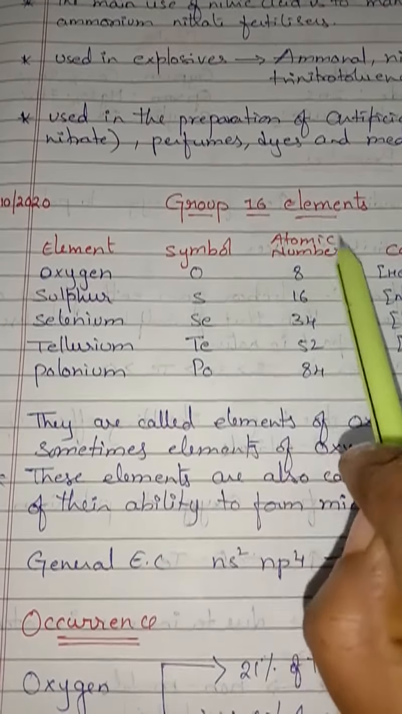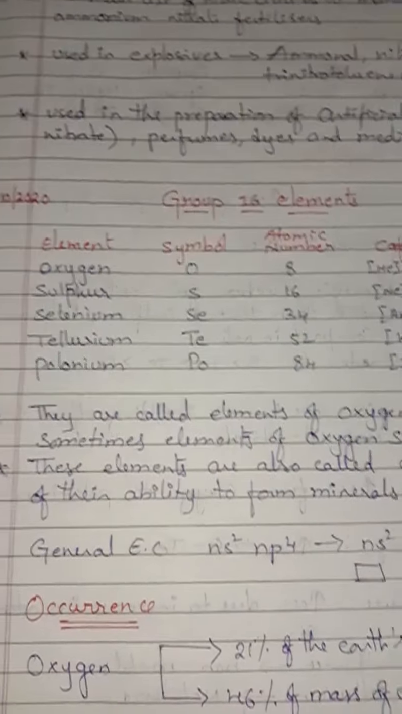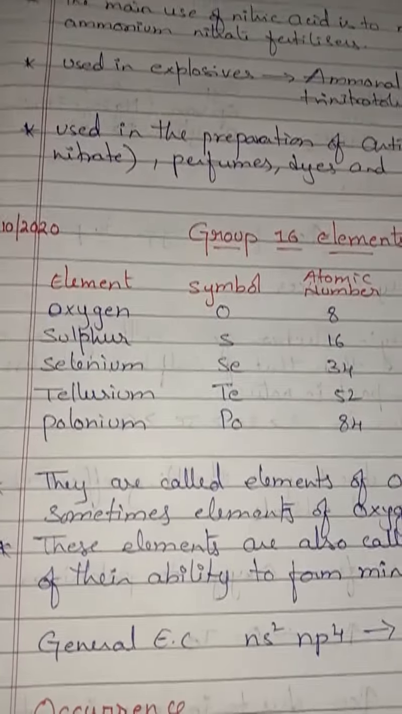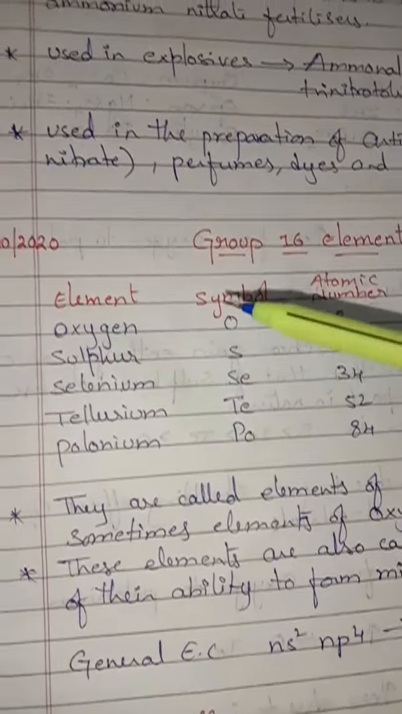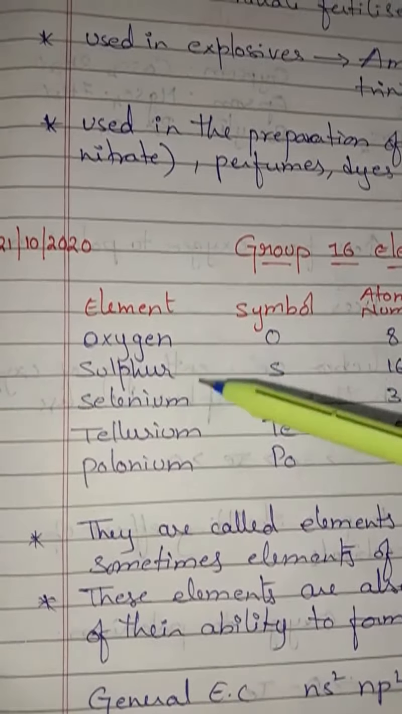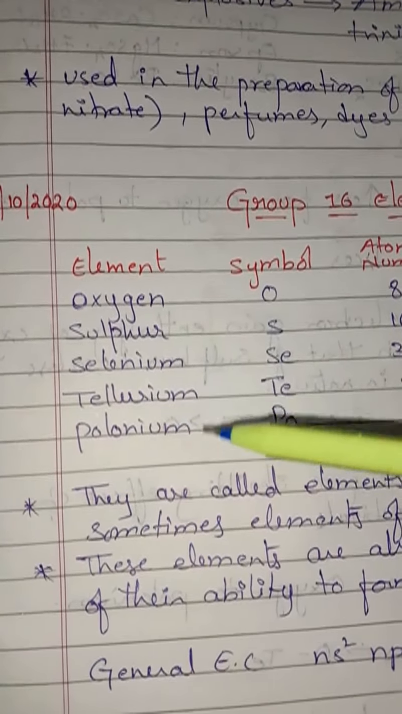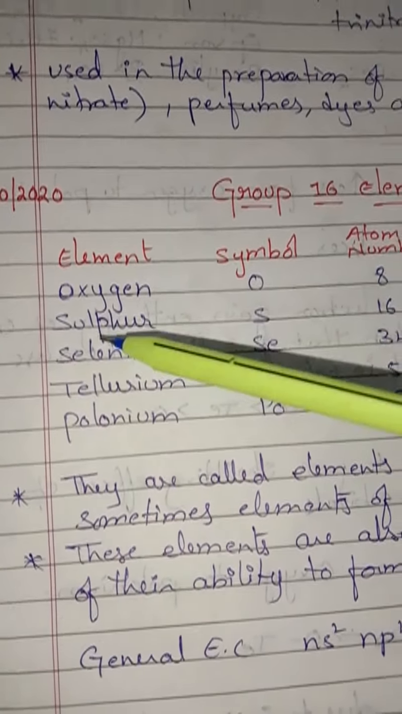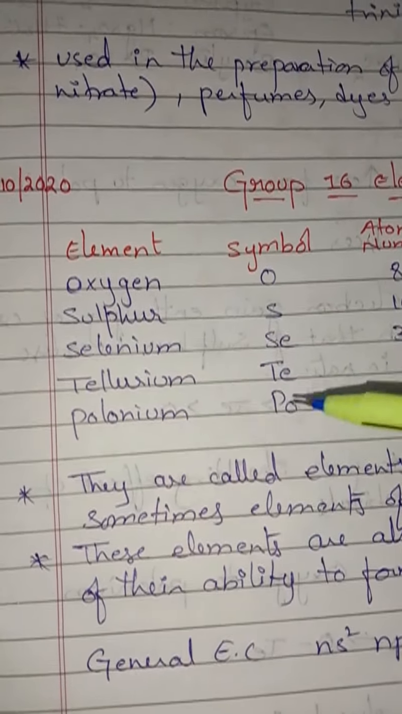Group 16 elements also belong to the p block elements. So in that we are going to deal with the group 16 elements. What does the group 16 element consist of? They come under the 6th group, right? The elements under group 16 are oxygen, sulfur, selenium, tellurium and polonium. Their symbols are oxygen O, sulfur S, selenium Se, tellurium Te, polonium Po.